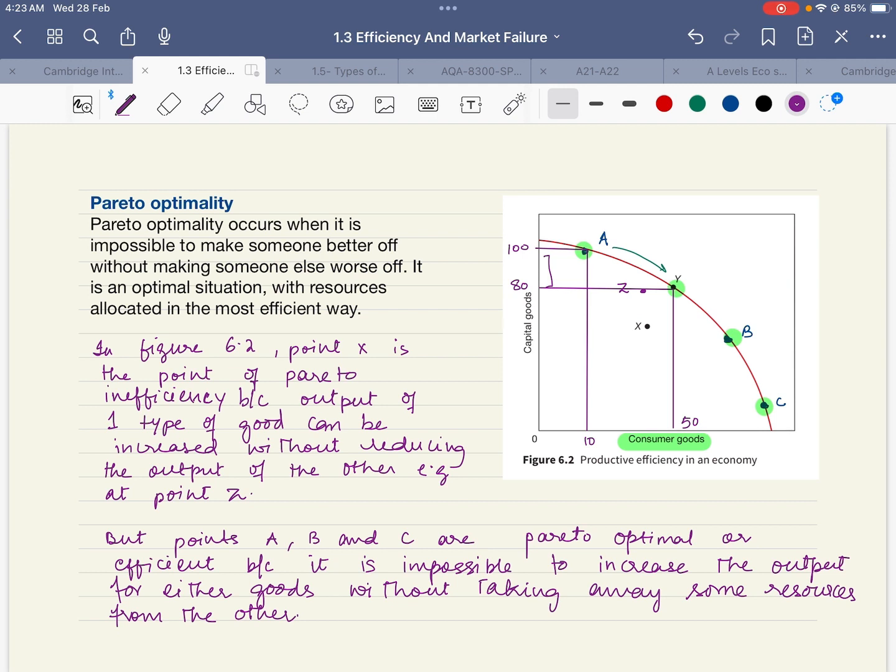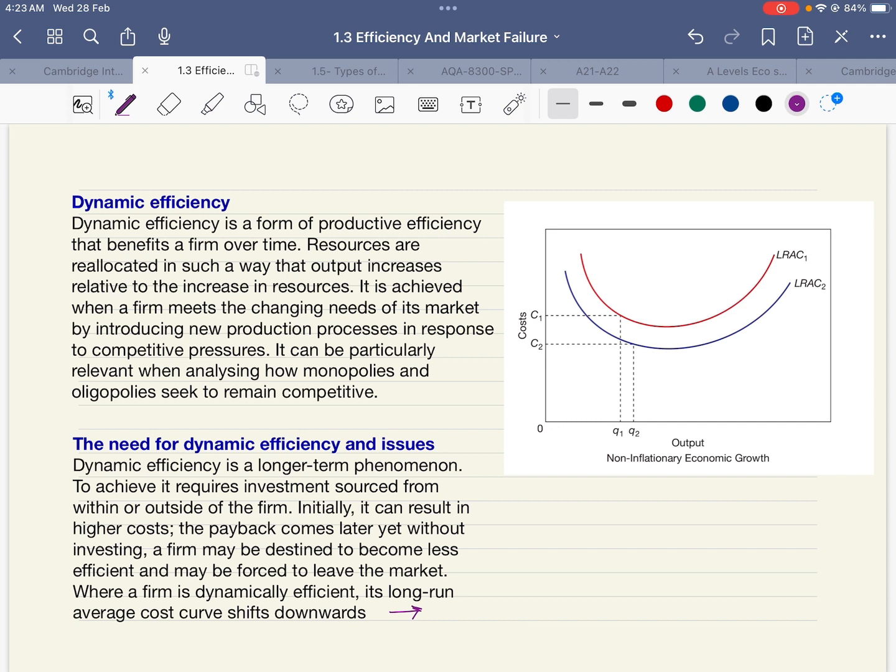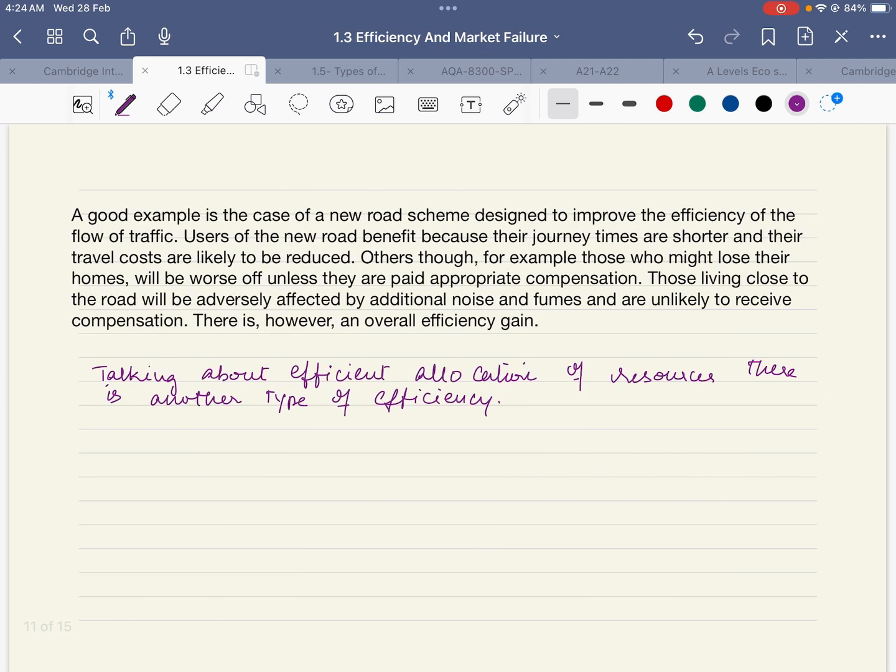That is the point where the economy is Pareto efficient. When the economy is acting in a Pareto efficient manner, it means that they are attempting to achieve, or they are on a point where they have allocative as well as productive efficiency. Talking about efficiency, there is one more kind of efficiency: dynamic efficiency. Before dynamic efficiency, we can have a look at some example of Pareto efficiency.